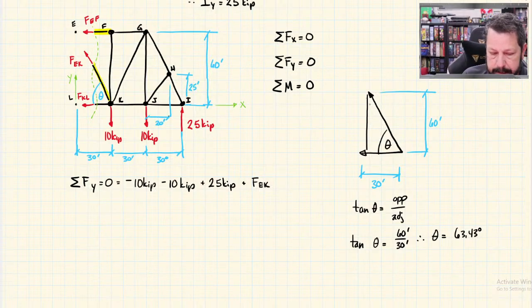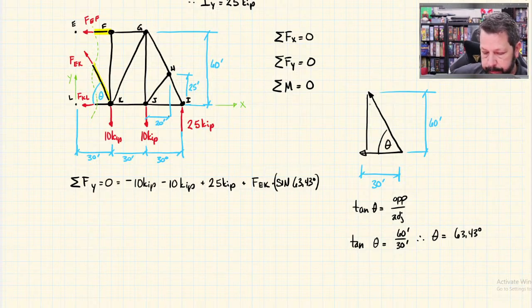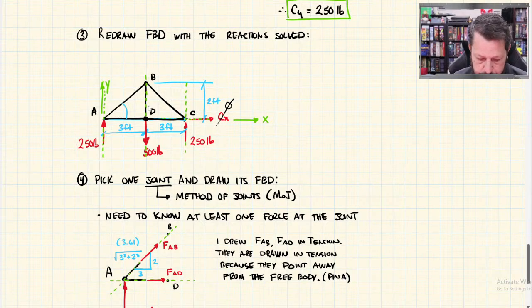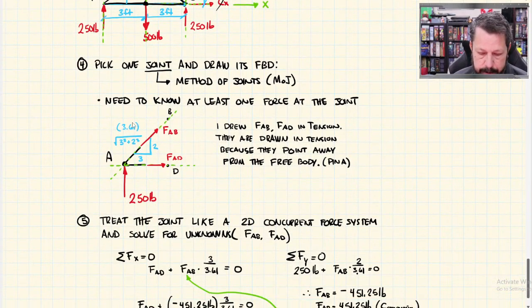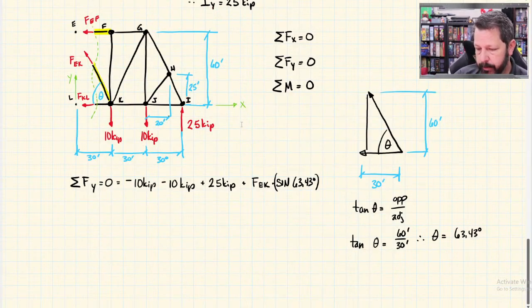So what we can do is, the way I've measured this theta, I would need to do FEK, the force in member EK, times the sine of 63.43 degrees. That would give me only the y component of it. Or you could do what we did last time, where we did the rise over run and use the definitions themselves. So whichever you want to do.